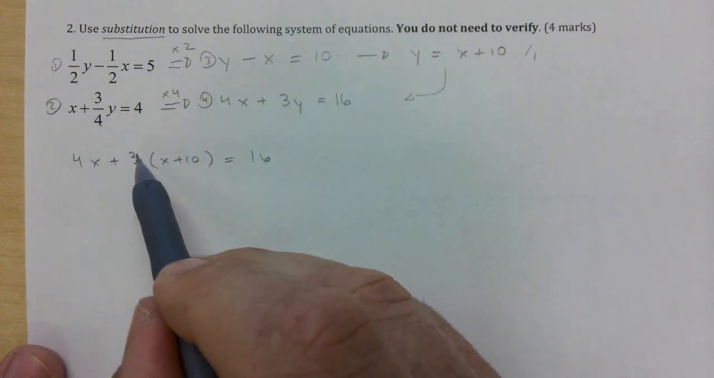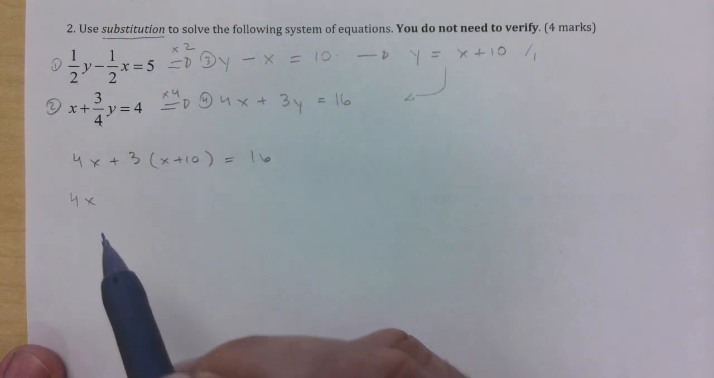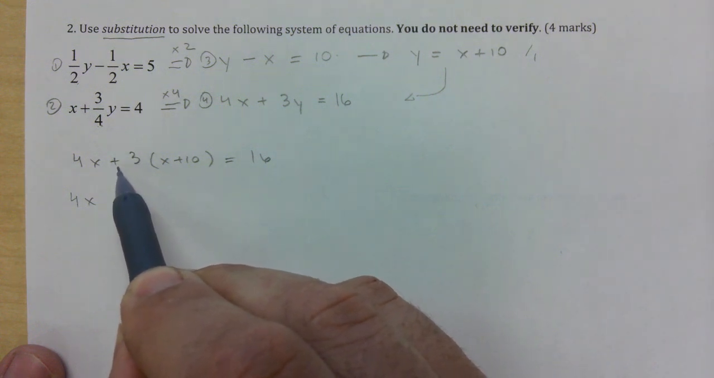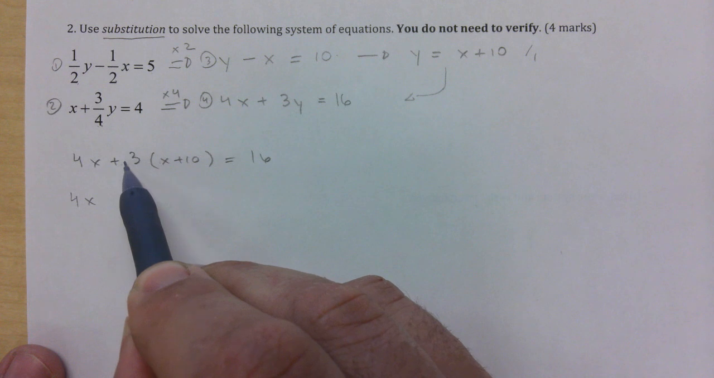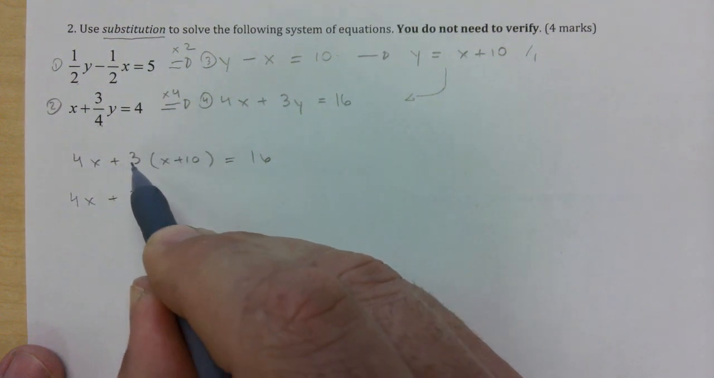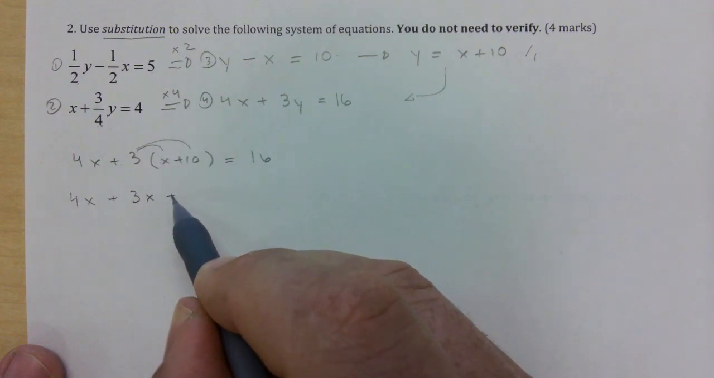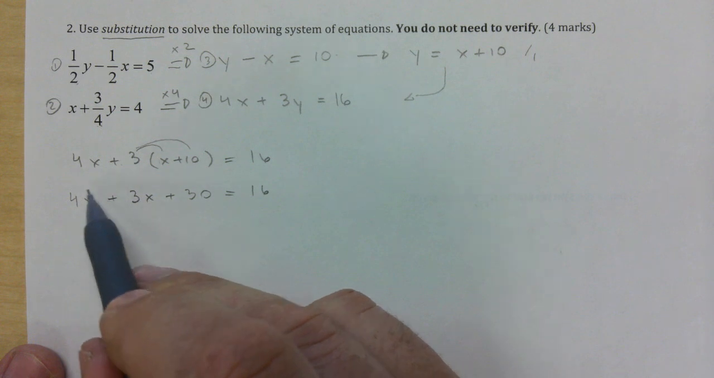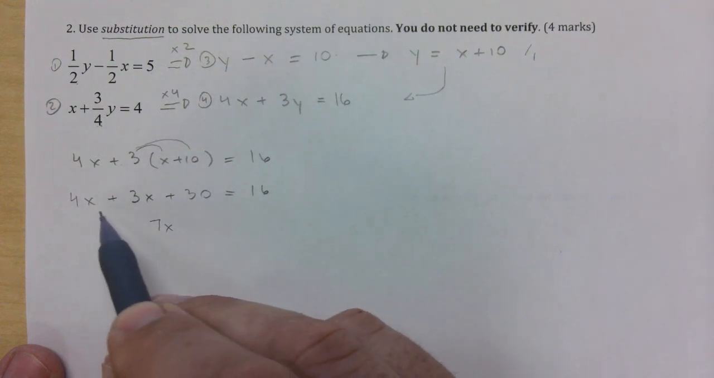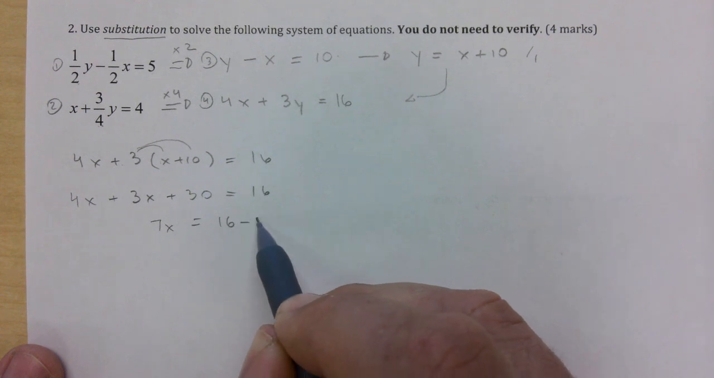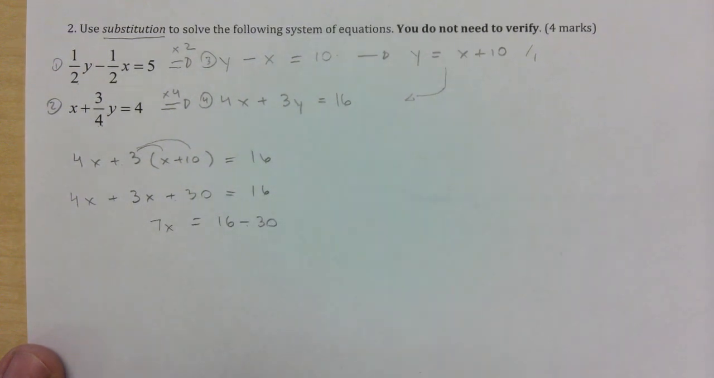Okay? You distribute, so watch for the negatives. If it had been negative 3, you go negative 3 times x, negative 3 times 10. In this case, it's just 3x, and then it's 30. That is equal to 16. You combine your 3x and your 4x. The 30 comes over subtracting. A lot of you missed that part, that it comes over subtracting.